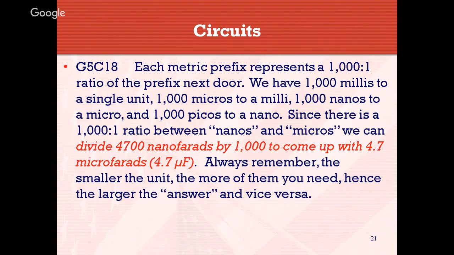Seltzer water, folks. Sparkling water, I should say, not seltzer water. Always remember the smaller unit. The more of them you need, hence the larger the answer, and vice versa.